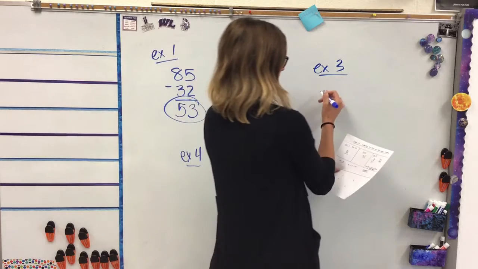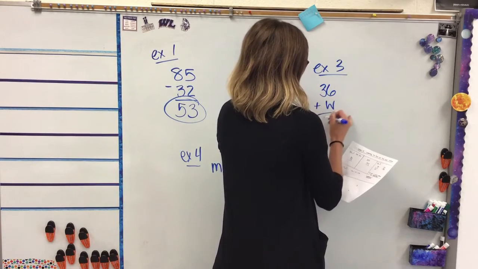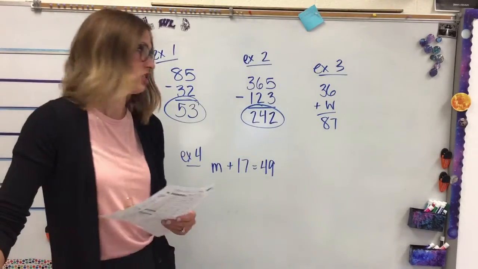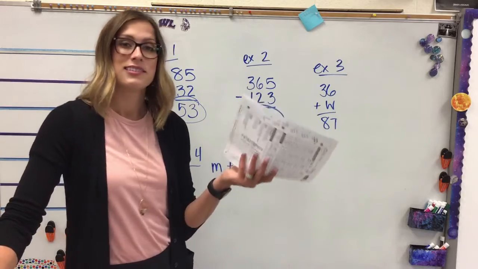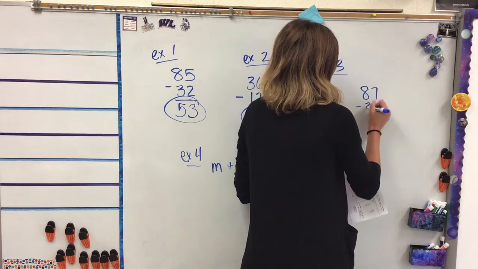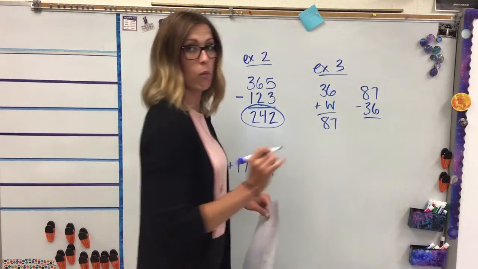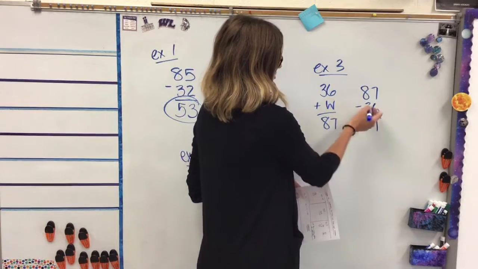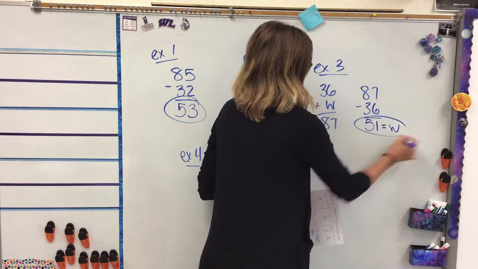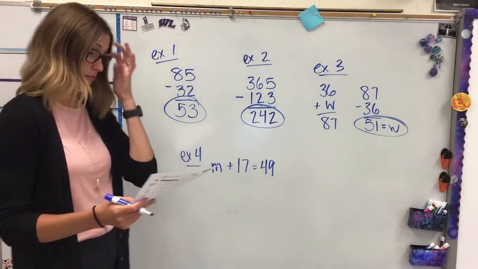Then, go into example 3. Example 3 says 36 plus W equals 87. Well, that's a missing number in an addition sentence, so to find the answer, we subtract. So let's go 87 minus 36. 7 minus 6, I get 1. And then 8 minus 3, I get 5. So I get W equals 51. Awesome, we're flying today.